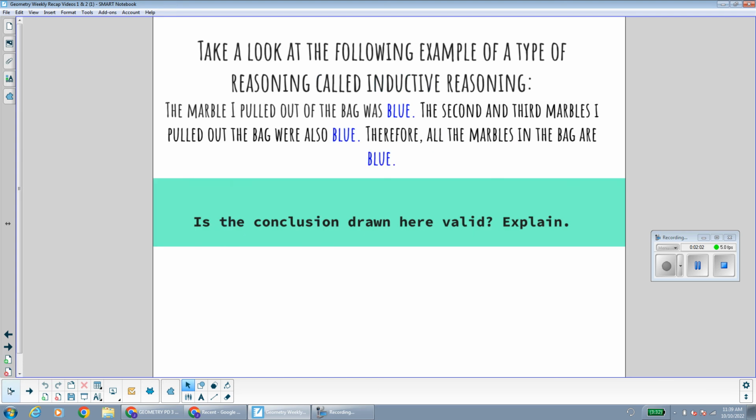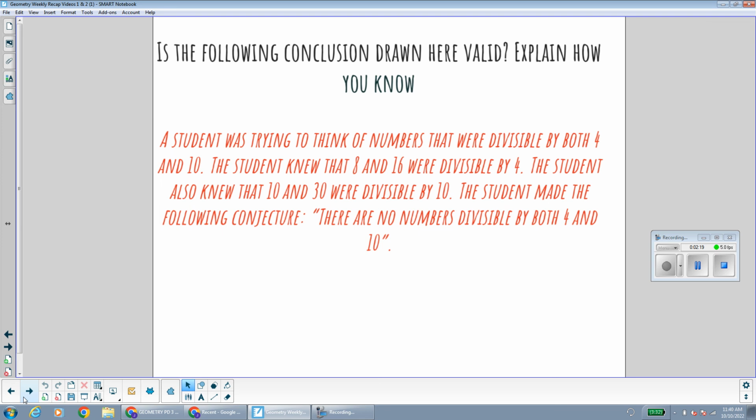In the first example, inductive reasoning was used to help us draw the conclusion that all the marbles in the bag are blue. But all the marbles in the bag don't have to be blue. We don't know that for sure. We didn't see all the marbles in the bag. Over here, in this example, inductive reasoning helped us to draw a conclusion that actually wasn't true, that there were no numbers divisible by 4 and 10.